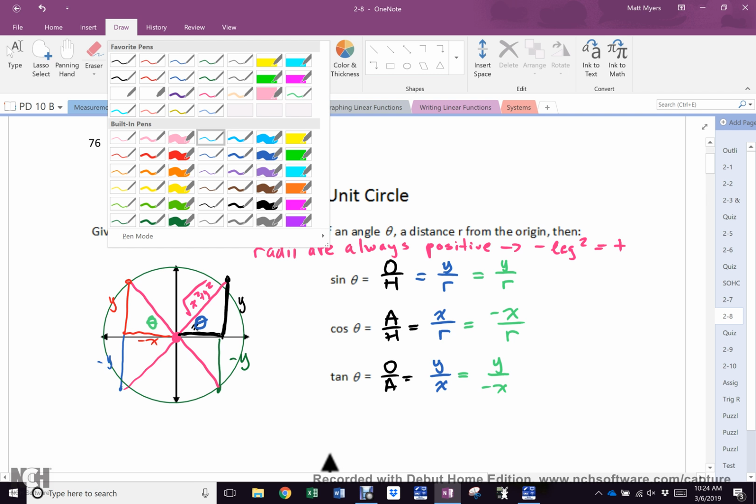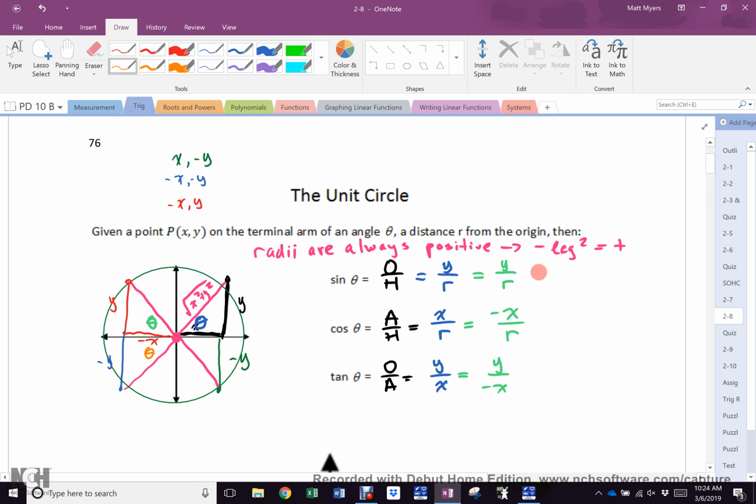What is the sine of orange theta? Negative y over r. What is the cos of orange theta? Negative x over r. What is the tan of orange theta? Y over x. And lastly, what is purple theta? Sine? Negative y over r. Cos? X over r. Tan? Negative y over x.